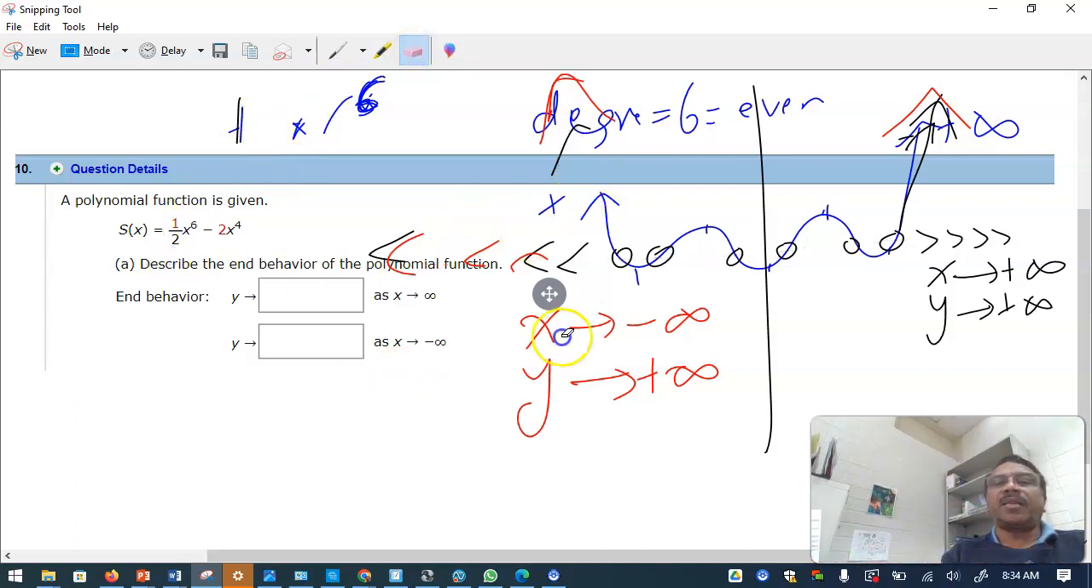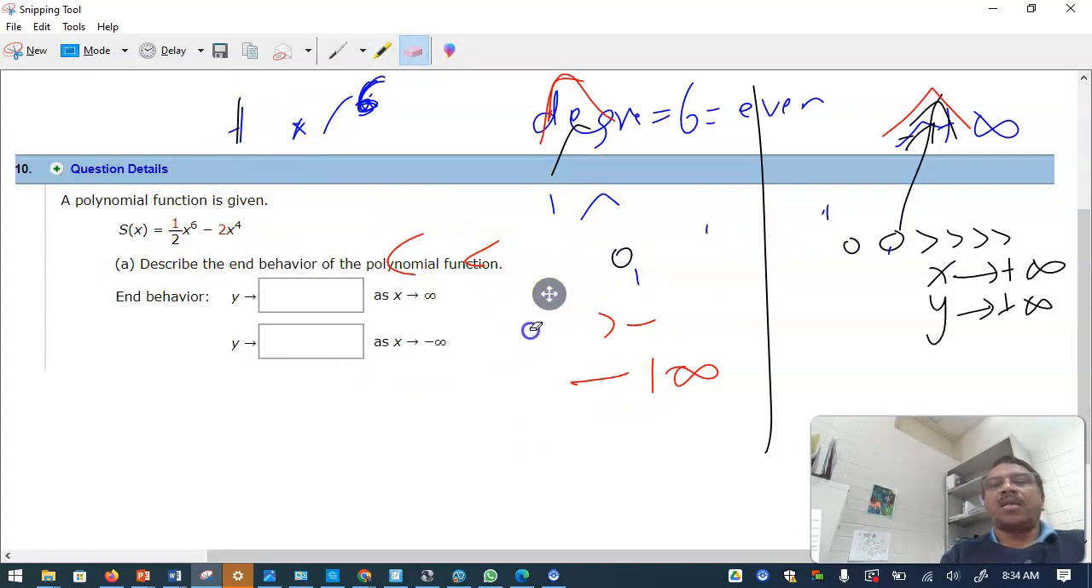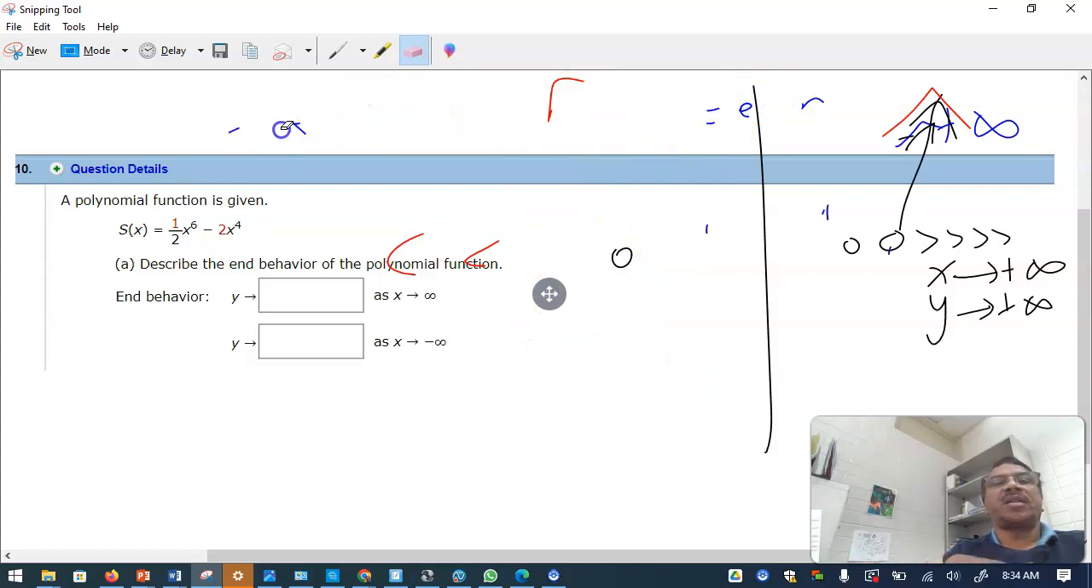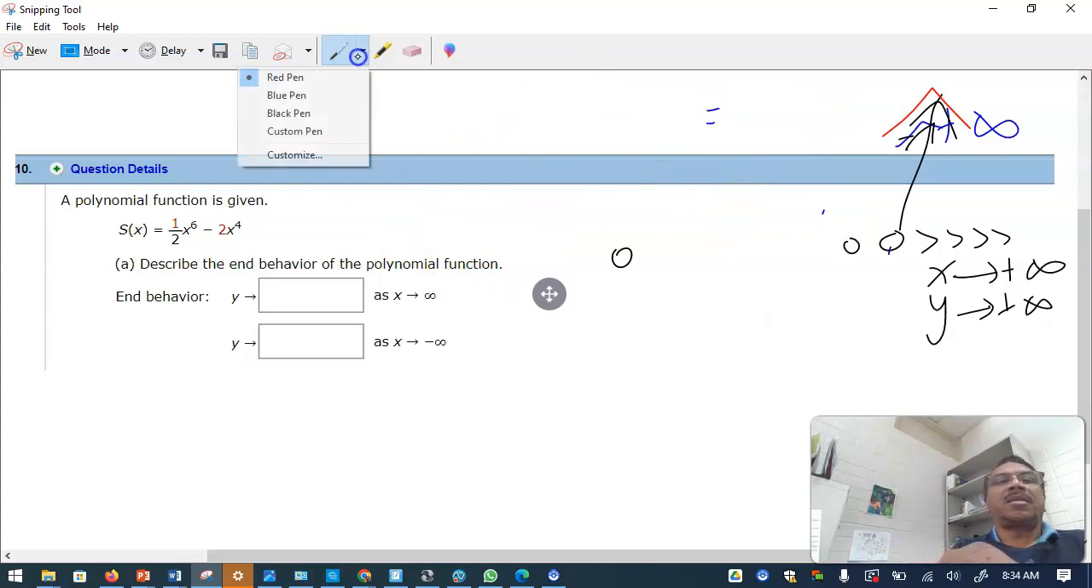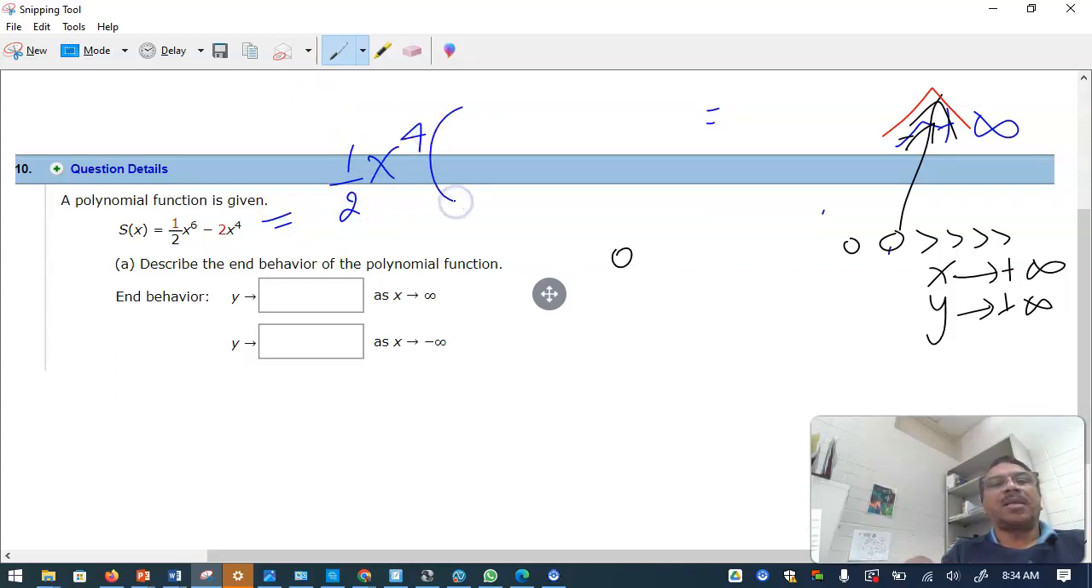If you really want to sketch, you have to figure out what the zeros are, and also what multiplicity each zero has. The one that is given, we can easily factorize. Half can be pulled outside, and x raised to 4 also, so it will be x squared minus 4, because if you multiply half by this, you have to get this too. So it's going to be x squared minus 4.